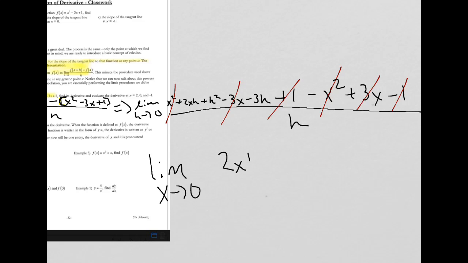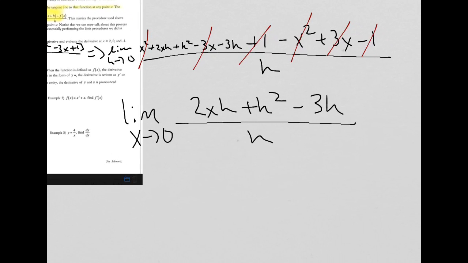So I'm left with 2xh plus h squared minus 3h. Does that get everything on the top? I think so. All over h. Then I know that it's going to be hard. This is where you probably need another piece of paper to stick in right here, unless you can squeeze it all into that little bitty space. Of course, y'all can write smaller than I can on this thing.